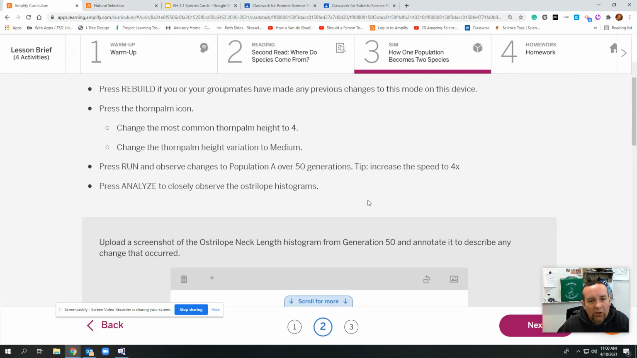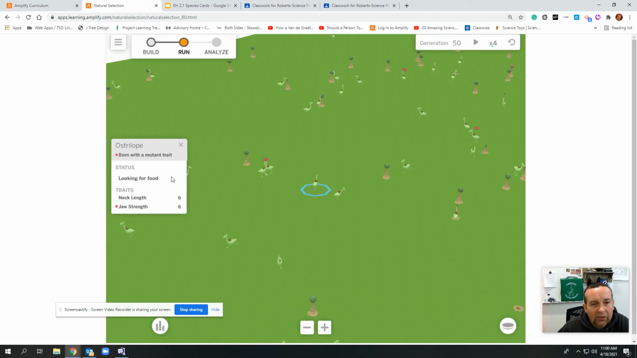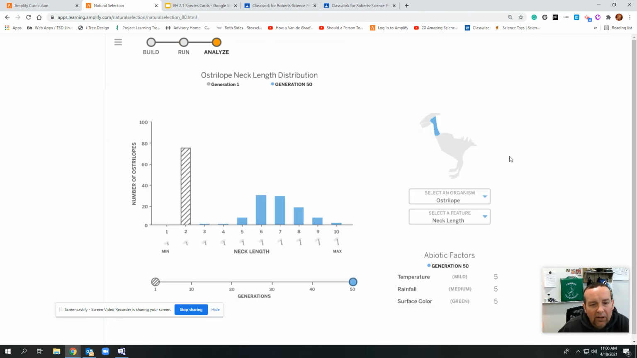Okay, so I believe we wanted to go for 50 generations. Oh, and we're going to press analyze. Where is my... Oh, there's my analyze. Okay, so here we can see this was our baseline, where all of these australopes had a neck length of 2. Over time, we could see how that changed, where the average was between 6 and 7, and probably closer to 7 in overall length.